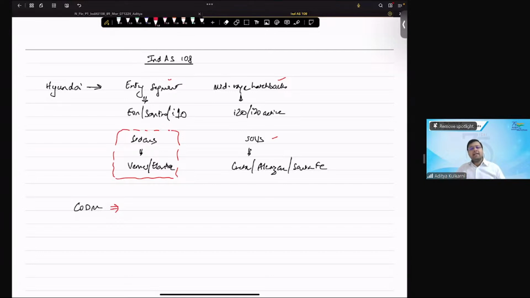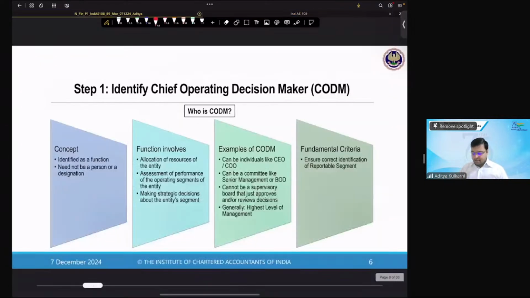So the hierarchy levels are pretty clear in corporate. It is either the chief operating officer or the CEO, as most of you said, the chief executive officer. We have these two individuals if at all it is at an individual level where we have to decide on the allocation of resources, performance of the entity, etc. So either a COO or a CEO. These are the two people who will typically be your chief operating decision makers.